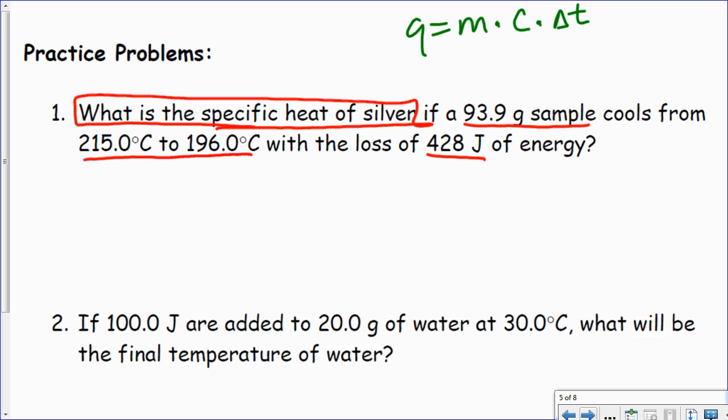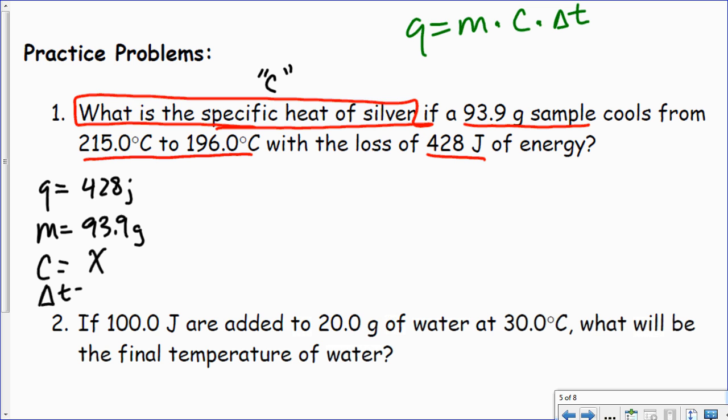change in temperature, sorry. So we define our variables. Q, in this case, is 428 joules. M, 93.9 grams. C, the specific heat, is what we're going to look for. That's X. And the change in temperature, in this case, is 215 minus 196, 19 degrees Kelvin. Or Celsius, they're the same size units, so it doesn't really matter which one you put in there. We use Kelvin because our C value has the units Kelvin in it.